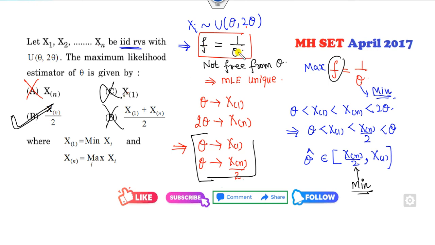If this function is independent of theta, then this is also the MLE, this is also the MLE, and any number which lies in between them. That means the linear combination of these, alpha times xn over 2 plus 1 minus alpha times x1, is also the MLE if this is free from theta.